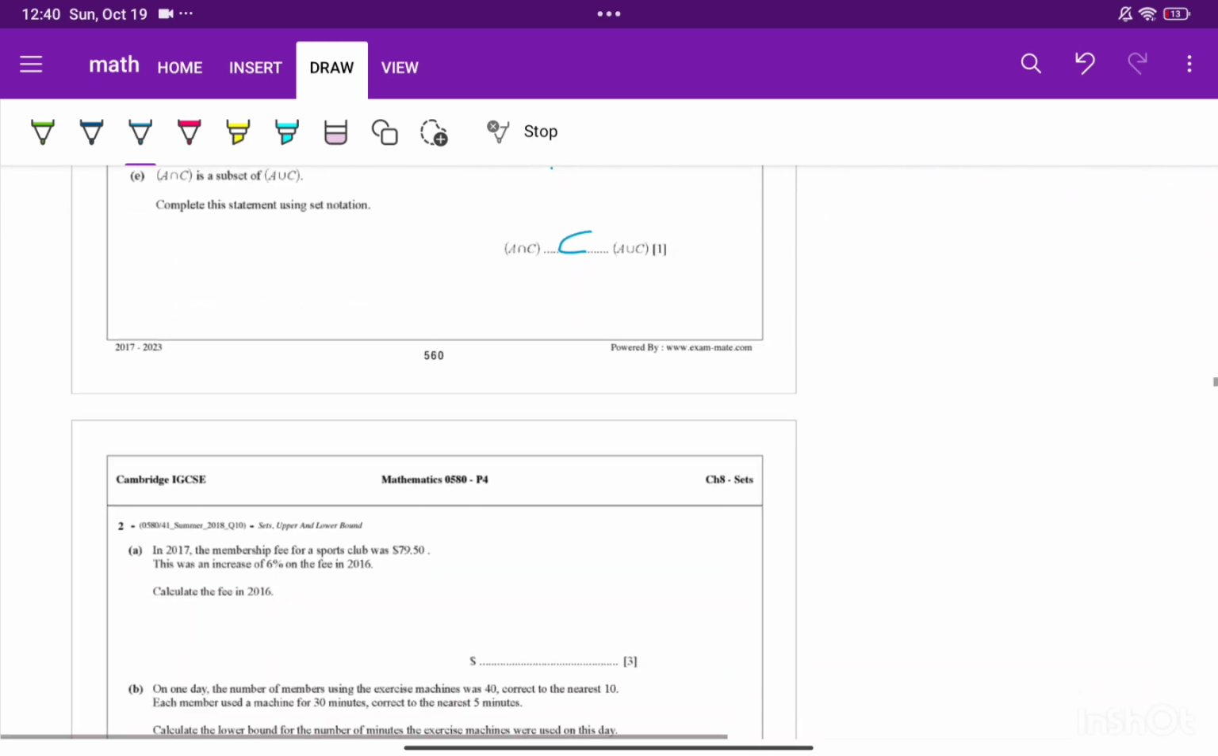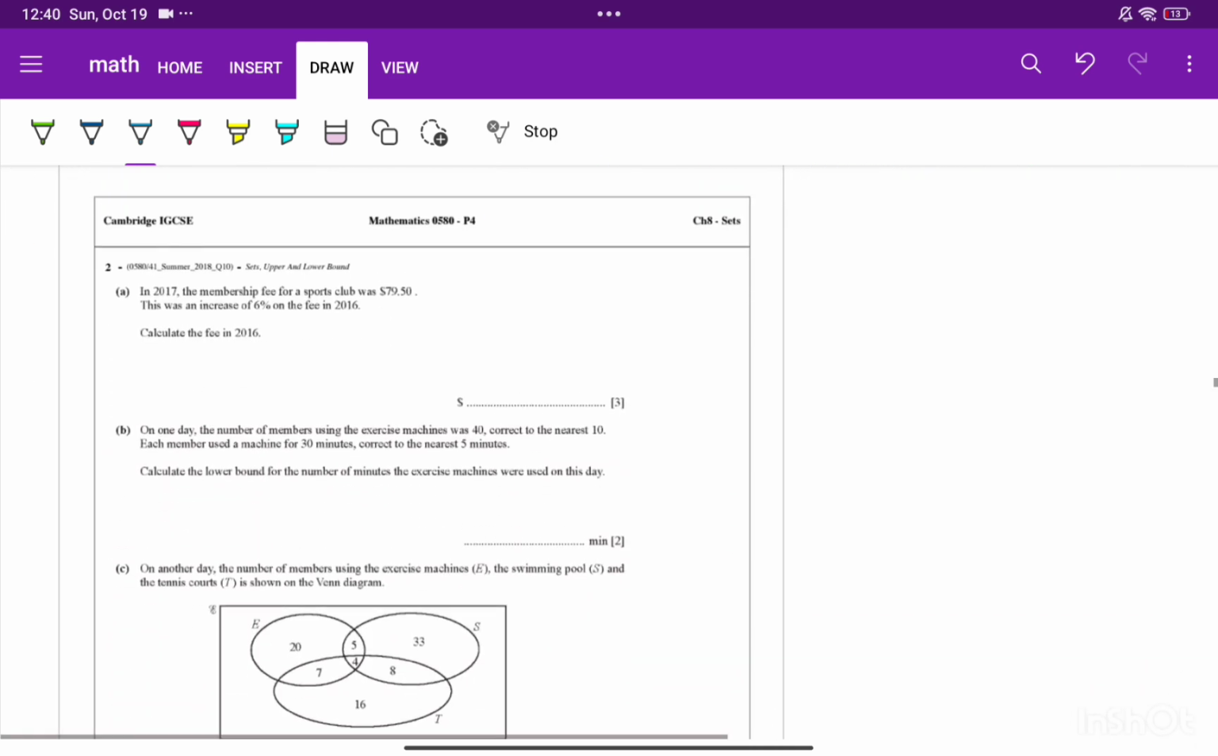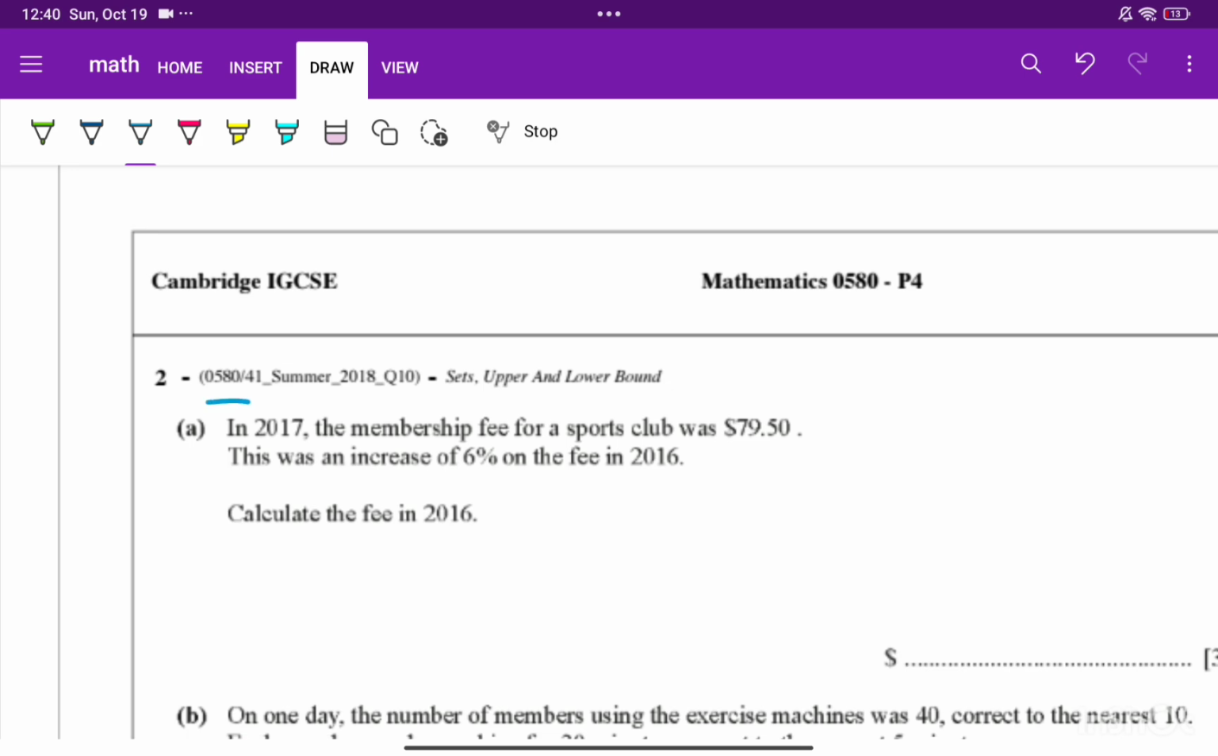Okay, now let's move to the next question. This question has been taken from 0580/41, summer 2018, May/June 2018, question 10.